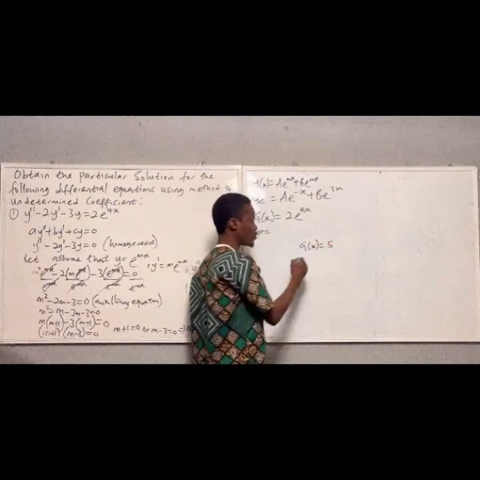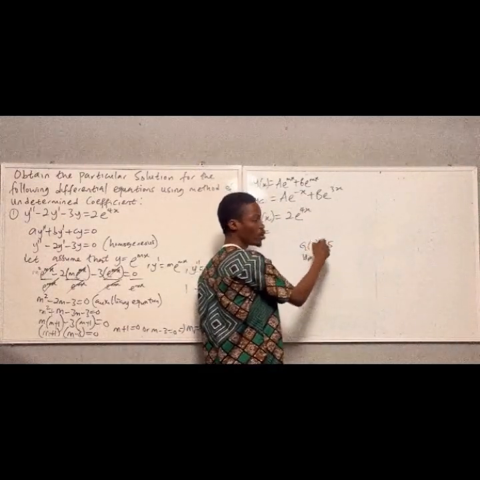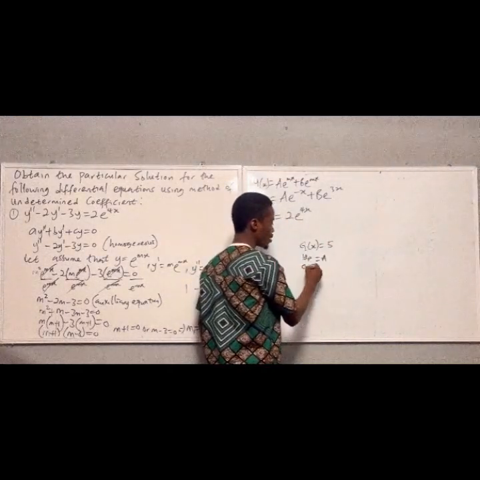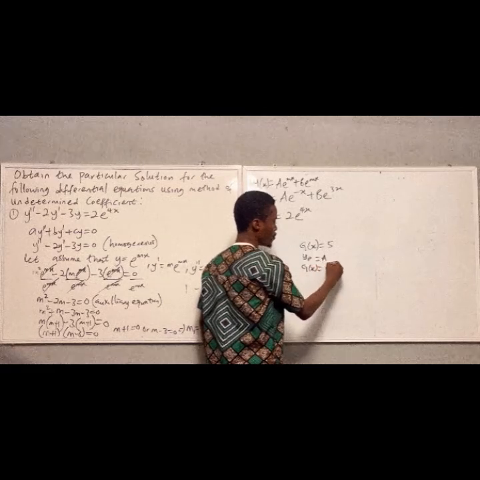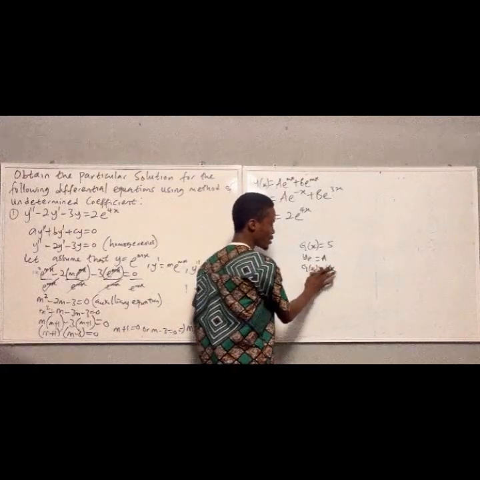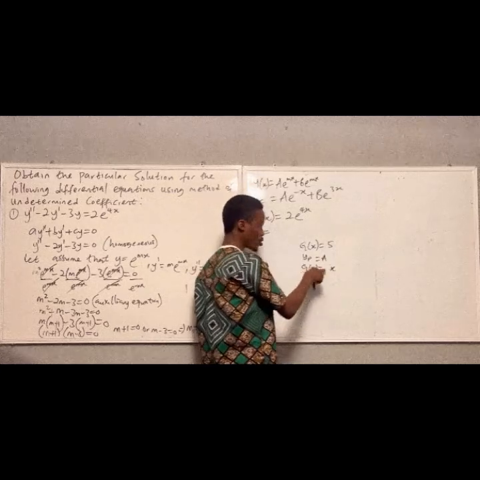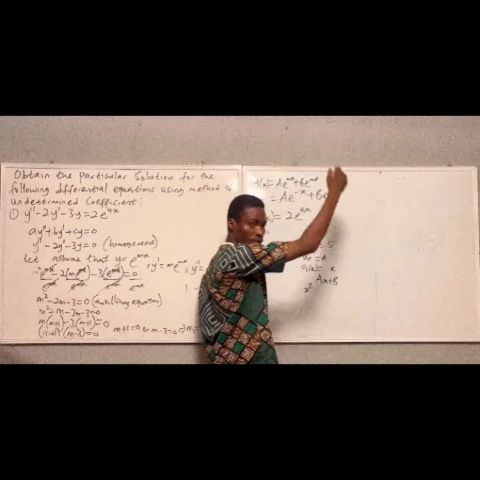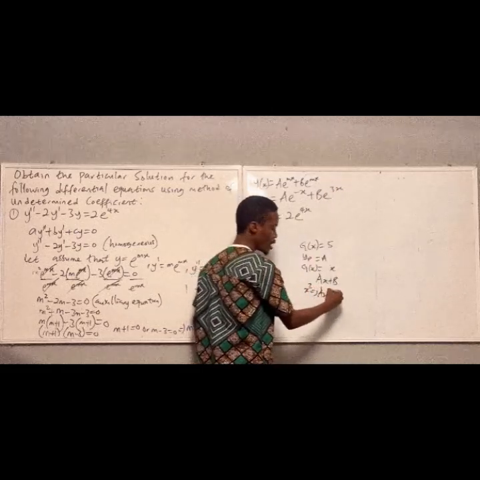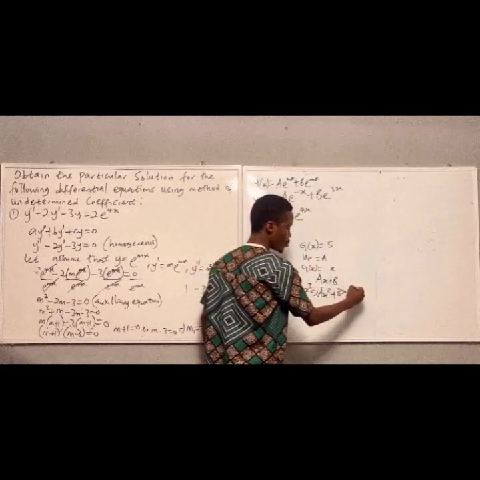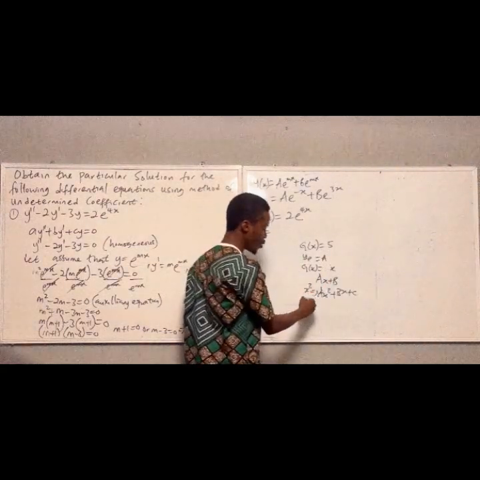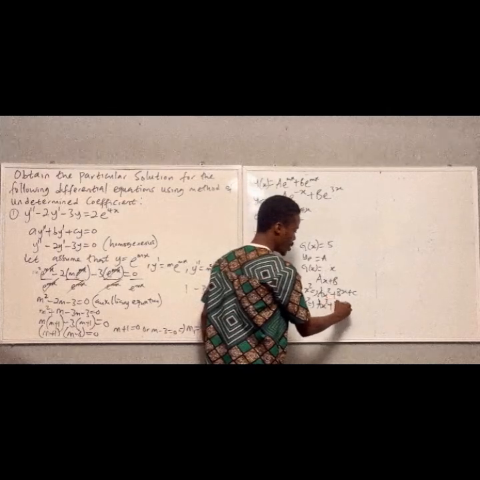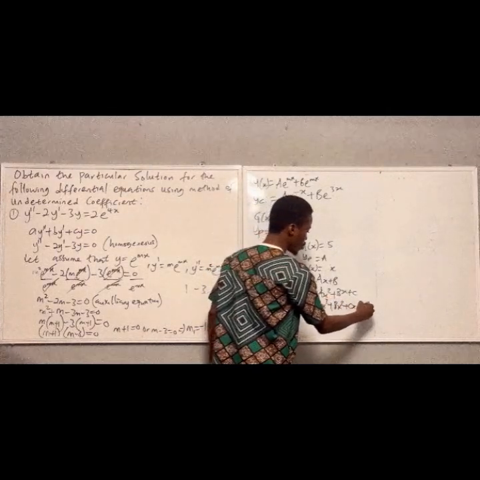My complementary factors of g of x will be... If my g of x here is x, let's say x, my complementary factors of g of x will be ax plus b. If it is x squared, it will increase by the power of 2: ax squared plus bx plus c, the constant. If it is power of 3, I'm going to have ax cubed plus bx squared plus cx plus d.